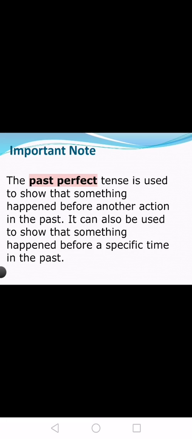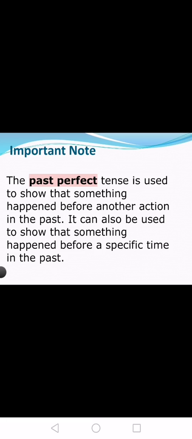Well, it is a very important note. Since I've told you already about two actions in a sentence, now I'm going to explain. The past perfect tense is used to show that something happened before another action in the past. So it means there are two actions in the past. It can also be used to show that something happened before a specific time in the past. You can formulate it like the subject had plus past participle. Well, this is one of the examples of two actions in the past.